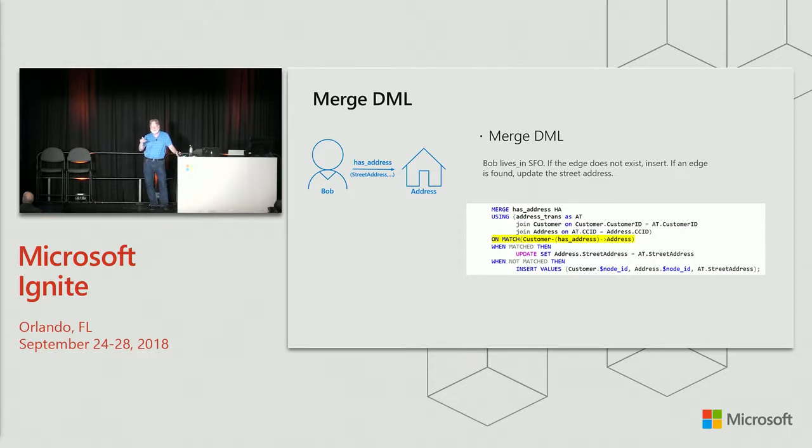On match, customer has address to the address. So the edge has address between the customer and the address. If it is matched, then you update, set the street address to the one you're bringing in. If not matched, then insert values into the edge. So this is how the merge DML works. So you can do upsert scenarios with an edge, all within a simple statement.